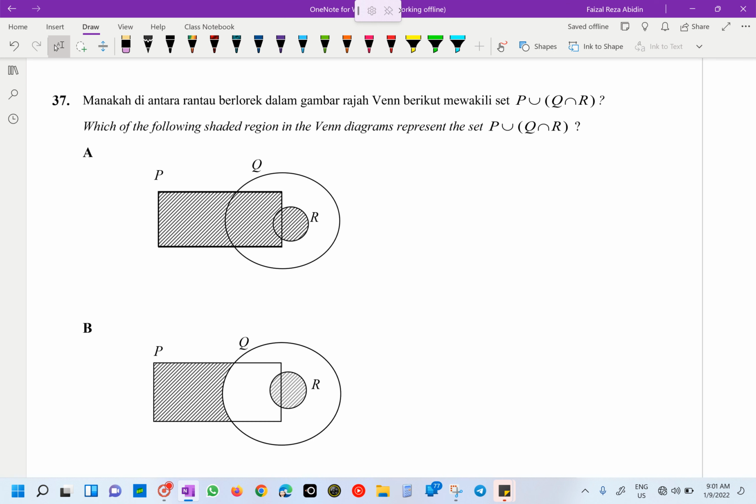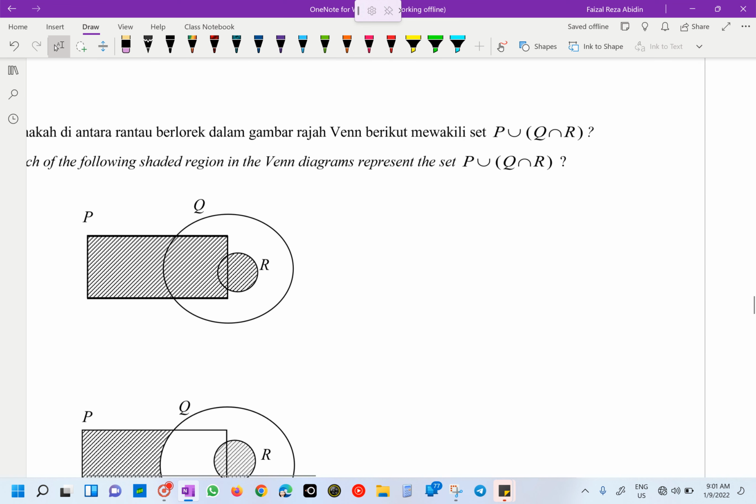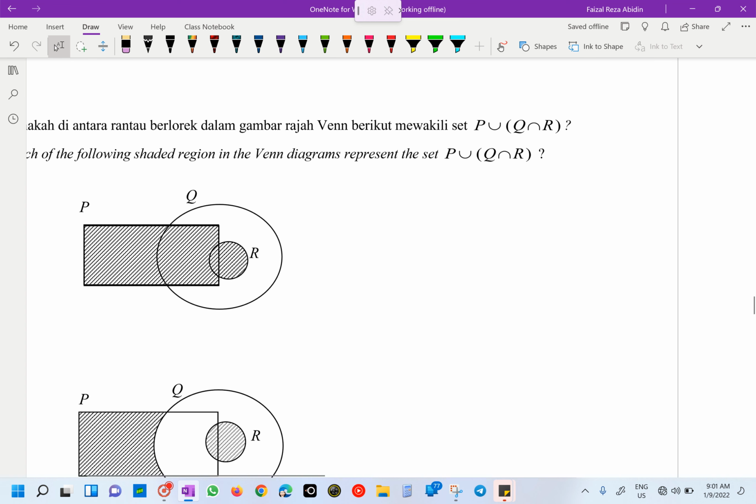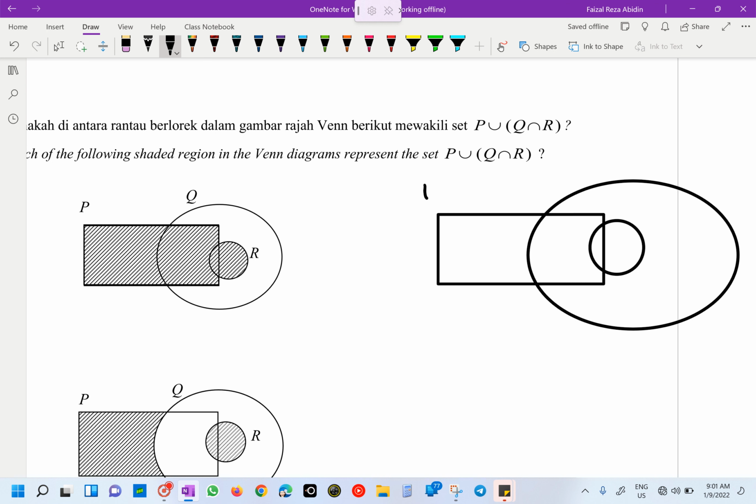37. Okay, 37. Which of the following shaded regions in the Venn diagram represents the set P union Q intersect with R? Okay, yang ini saya suka. Everything is with the same diagram kan? Okay, same diagram. So, kita buat sendirilah diagram ni. Okay, first thing first. Cantik kan? Jadi sama kan? Lebih kurang. P, Q, and also R here.